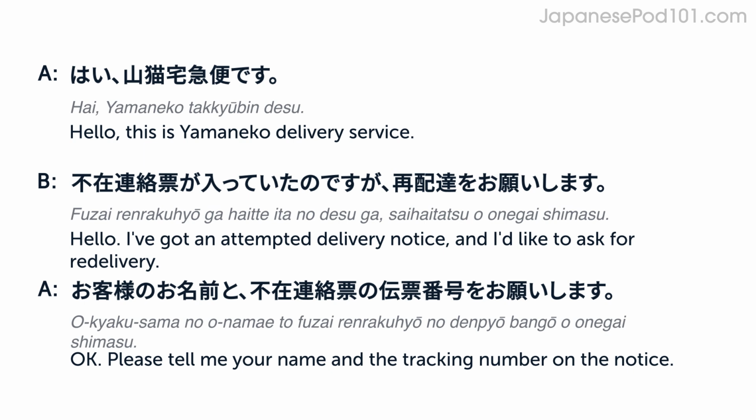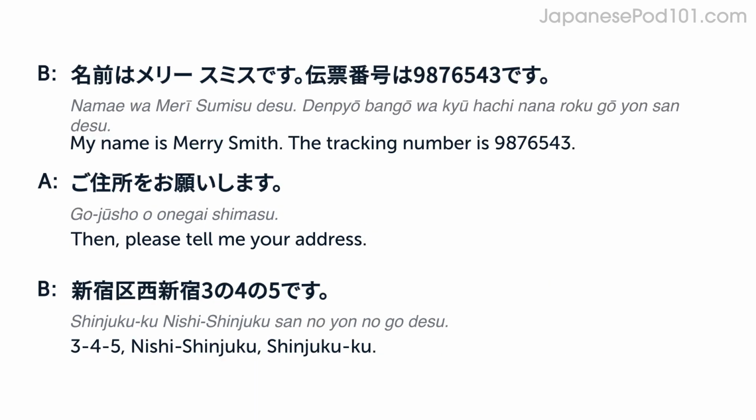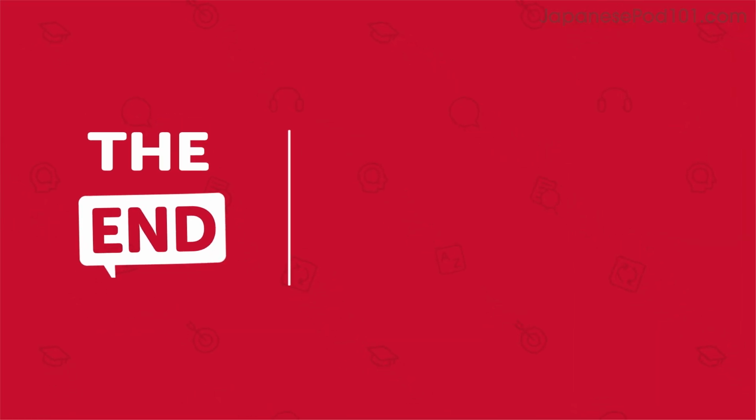はい。山猫宅急便です。 不在連絡票が入っていたのですが、再配達をお願いします。 お客様のお名前と不在連絡票の伝票番号をお願いします。 名前はメリー・スミスです。伝票番号は9876543です。 ご住所をお願いします。 新宿区西新宿3-4-5です。 This is the end of the lesson.